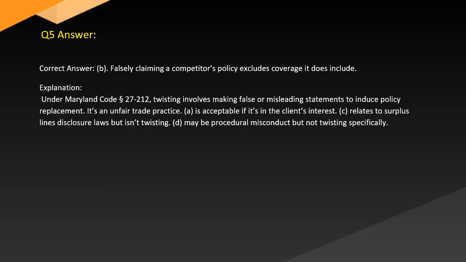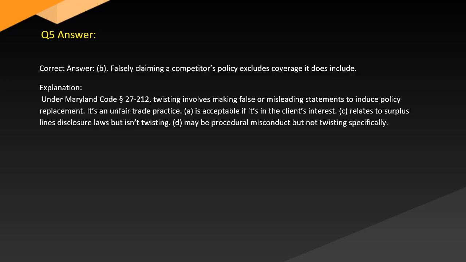Answer. Correct answer B. Falsely claiming a competitor's policy excludes coverage it does include. Explanation. Under Maryland Code § 27-212, twisting involves making false or misleading statements to induce policy replacement. It's an unfair trade practice.